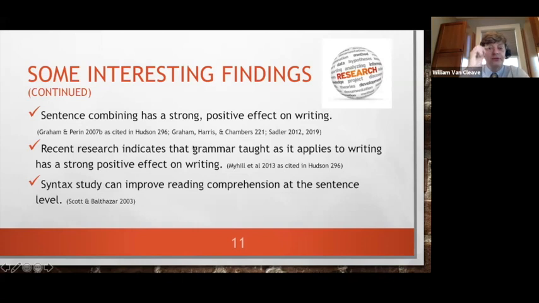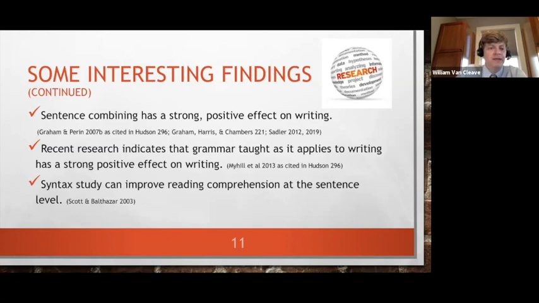All right, a couple of things the research tells us. One, sentence combining has a strong positive effect on writing. We have a lot of research on this. If you're not doing sentence combining and you're doing written expression work, you probably want to be doing that sentence combining piece. Also, recent research indicates that grammar taught as it applies to writing has a strong positive effect on writing. So if you can make that connection between the grammar, the syntax of the language, that direct explicit instruction, and applied activities in writing, you're going to get game-changing results.